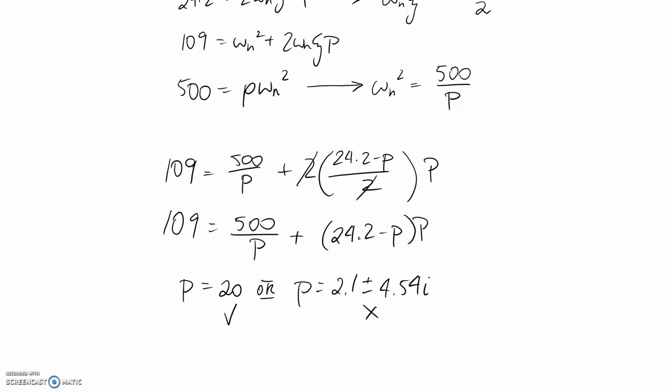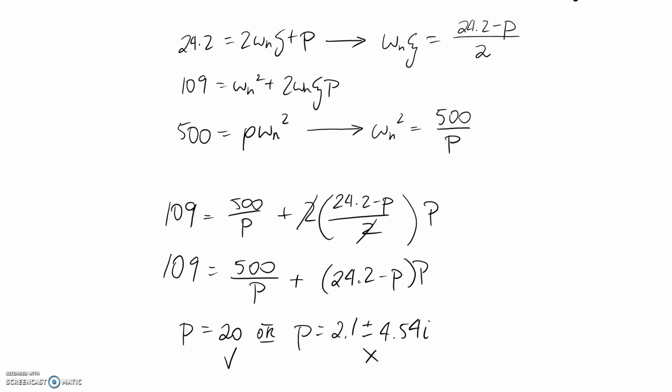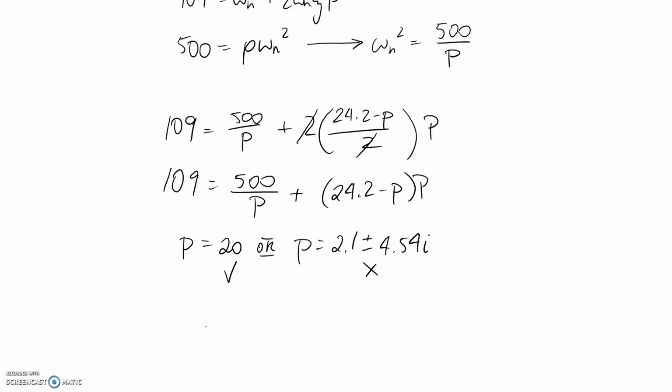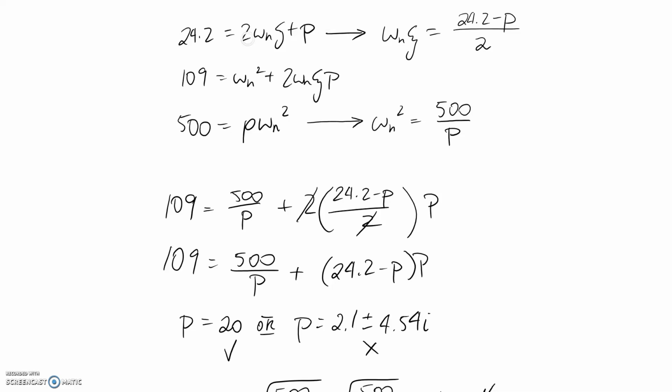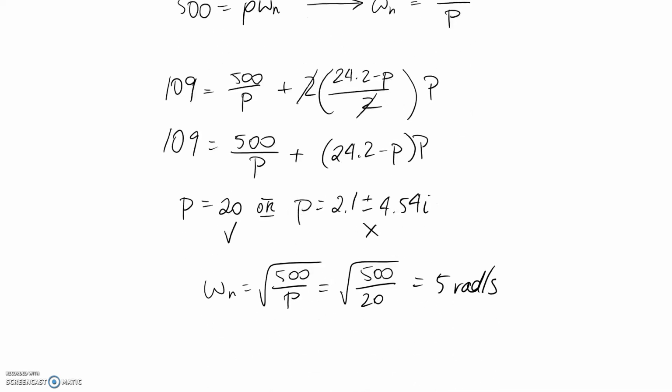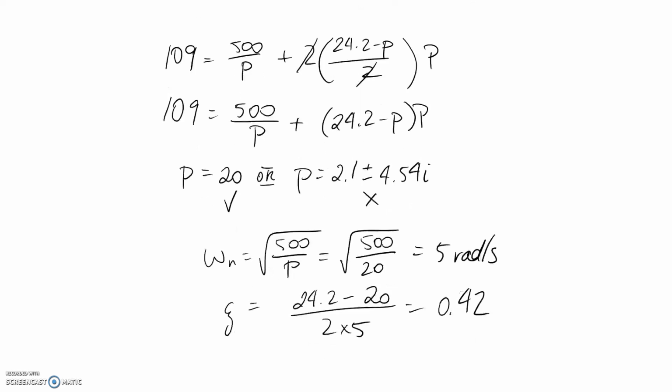So once I've got that, I should be able to go back and figure out omega n and zeta. So applying this equation here and this equation here. So omega n comes out to be 5 radians per second. And now you can use either of these to figure it out. So it comes out to 0.42 for the damping ratio.